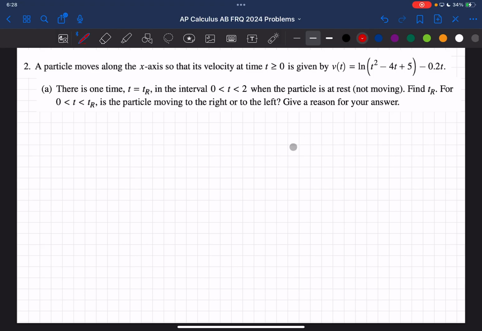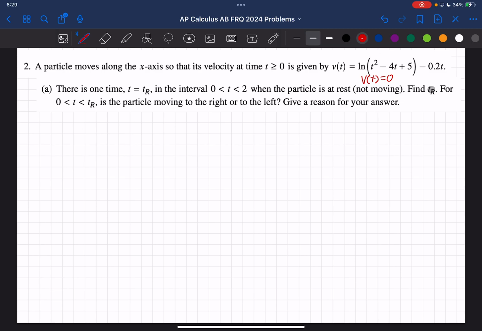So for number 2, they give us that a particle moves along the x-axis so that its velocity at time t, greater than or equal to 0, is given by v of t equals ln of t squared minus 4t plus 5 minus 0.2t. Now for part A, it says there is one time t equals t sub r in the interval from 0 to 2 when the particle is at rest, i.e. not moving. So when it's not moving, that means v of t is equal to 0.